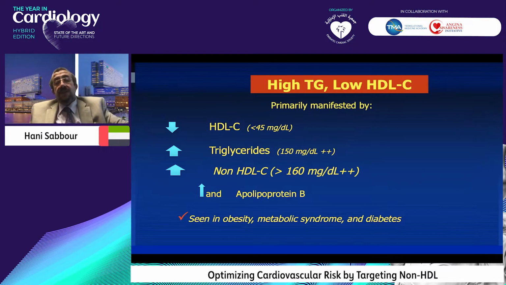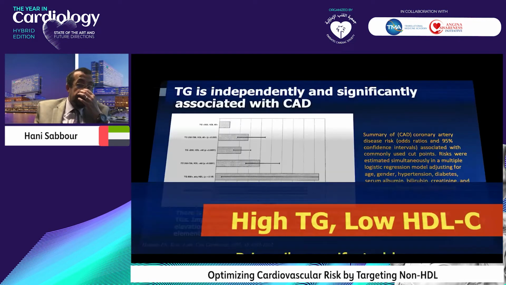So high triglyceride and low HDL means a low HDL less than 45, triglyceride above 150, it doesn't have to be very high, and a very high non-HDL-C, which includes apolipoprotein B. So what is that? That is obesity, metabolic syndrome, and diabetes. And that is a very large component of the patients we treat in the Middle East.